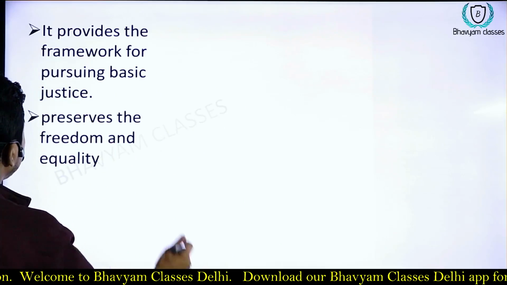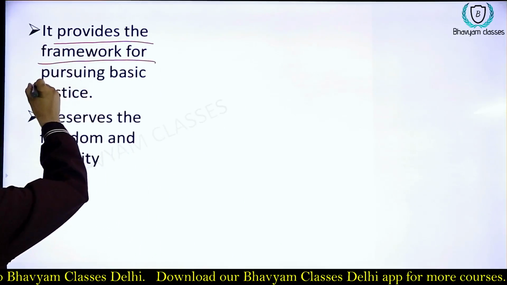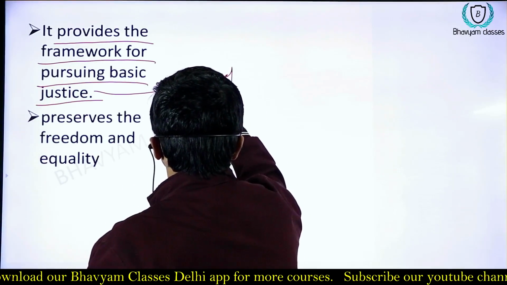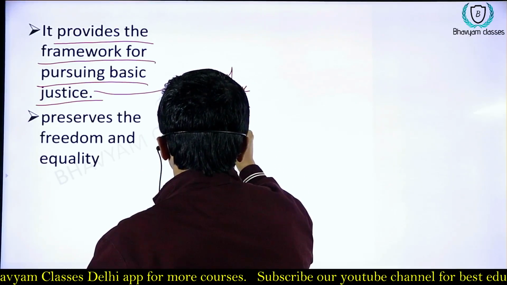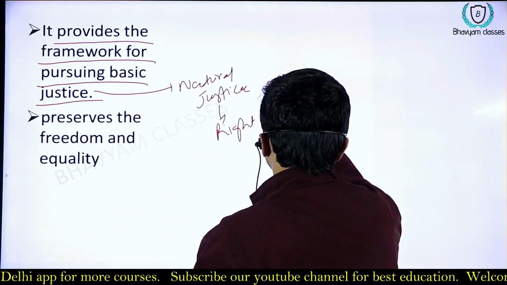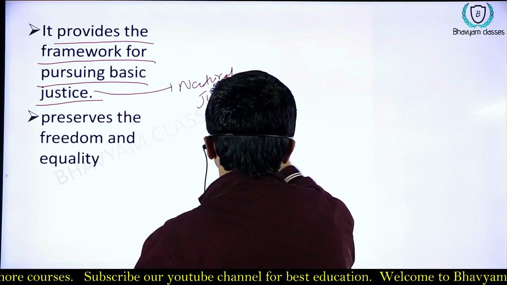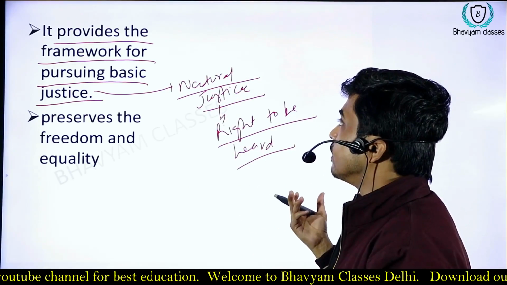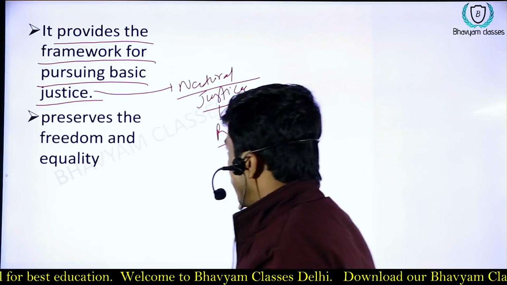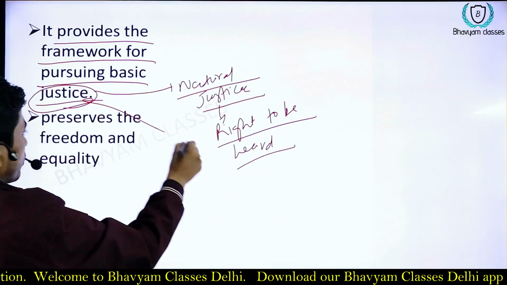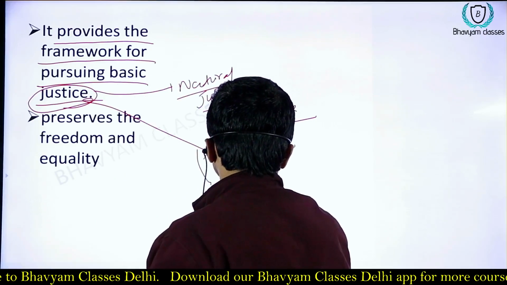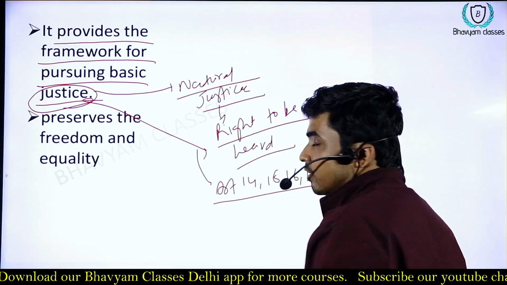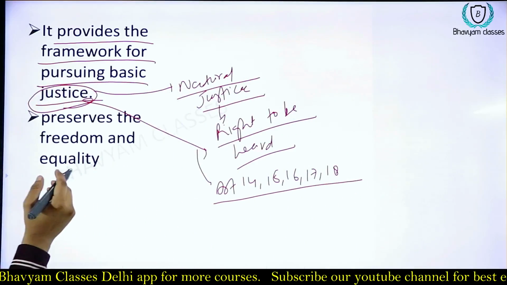An effective constitution also provides the framework for pursuing justice, basic justice like natural justice. Natural justice, I've already talked about, is the right to be heard. Natural justice is being promoted by the Indian Constitution, like Article 20. Apart from that, basic justice has also been promoted by Articles 14, 15, 16, 17, 18. So all these articles promote basic justice in the Indian Constitution.